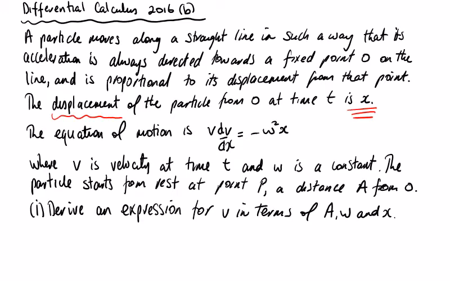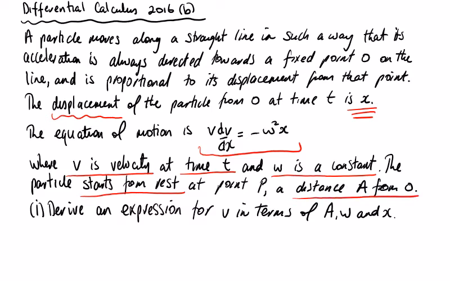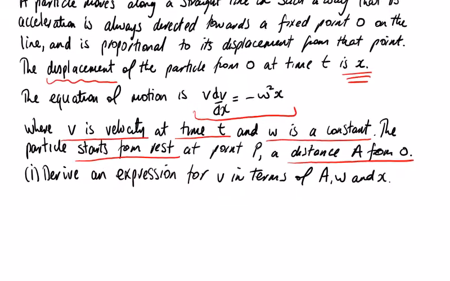The equation of motion is v dv/dx equals minus w squared x, where v is the velocity at time t and w is a constant. The particle starts from rest at point P, a distance a away from O. Derive an expression for v in terms of a, w and x.